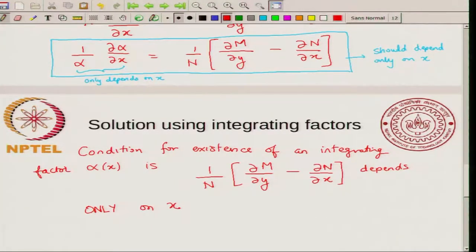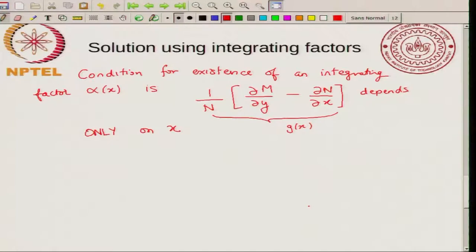Okay. So what do you do? You just calculate this quantity. You know M and N, you calculate this right hand side, you calculate ∂M/∂y minus ∂N/∂x divided by N, and you see whether it depends only on x. If it depends only on x, then whatever you get here, you can equate it to 1/α ∂α/∂x. So if I call this g of x, then you immediately know that 1/α ∂α/∂x is equal to g of x.